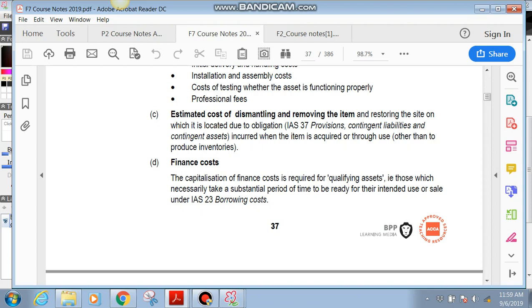Clear? We will look at borrowing costs again in more details. There are conditions which have to be met there. So when we come to the standard itself, we'll look at the conditions required for you to capitalize.